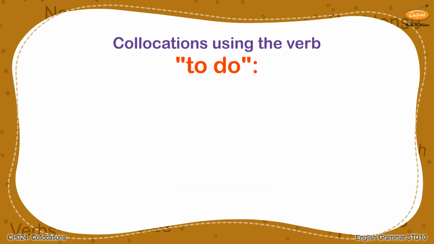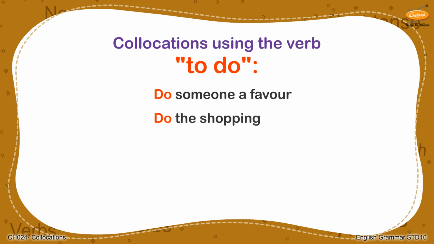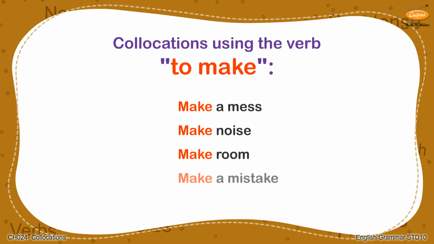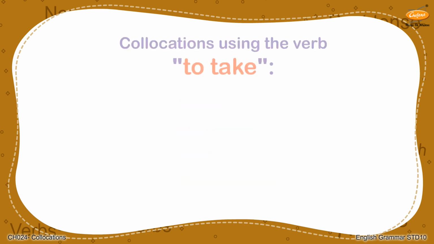Here is a list of collocations using the verb to do. Do someone a favor. Do the shopping. Do the homework. Do one's hair. Here is a list of collocations using the verb to make. Make a mess. Make noise. Make room. Make a mistake.